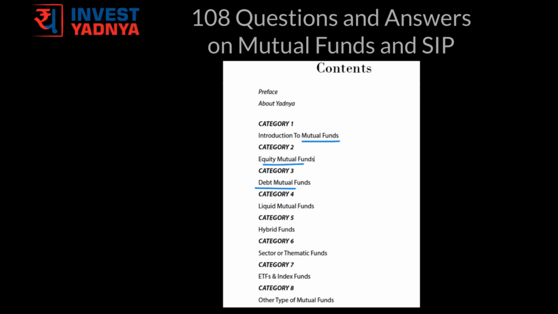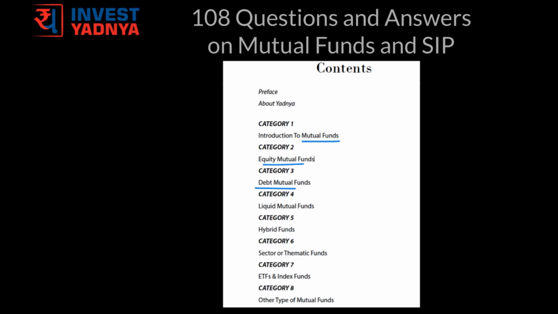Throughout the book, there are questions that compare mutual funds with other instruments that give similar returns. The comparison has been done on parameters like risk, liquidity, returns, where do they invest, etc. Wherever relevant, there are a lot of examples given in the book.